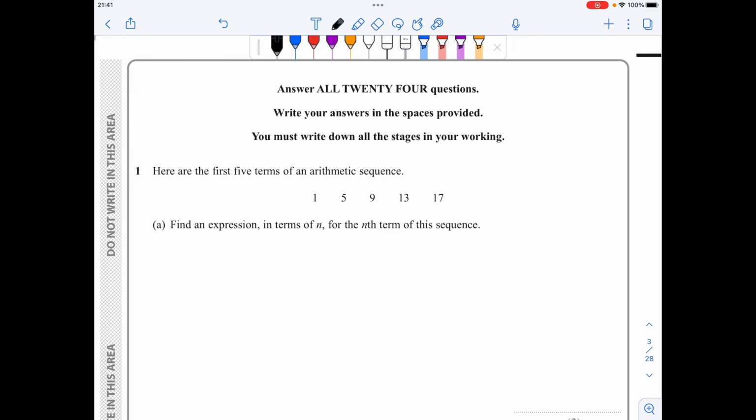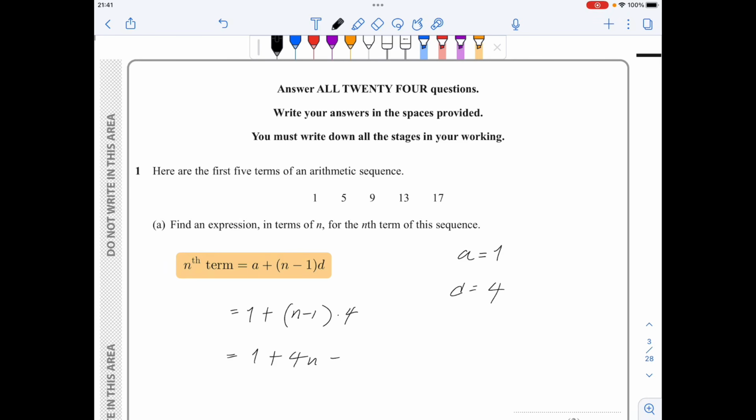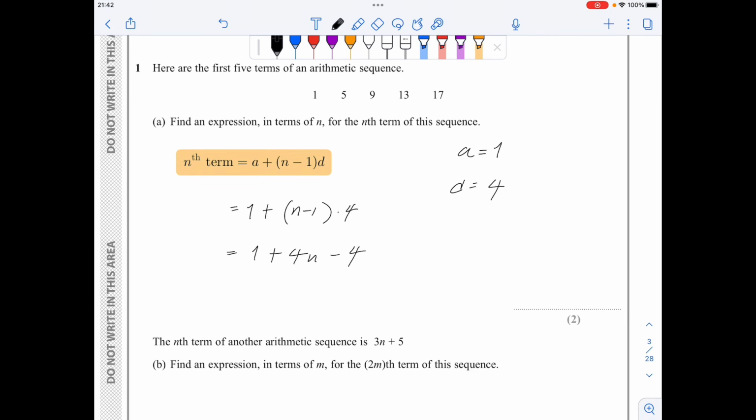For question 1, part A, I'll use the formula for the nth term of an arithmetic sequence, which states the following: a plus (n minus 1) d. a is the first term, in our case 1, and d is the common difference. That's the amount by which you increase or decrease every time. In our case, it's positive 4. So if I substitute these numbers into the formula, I get 1 plus (n minus 1) times 4. Let's expand: 1 plus 4n minus 4. And if I simplify, I will get 4n minus 3.